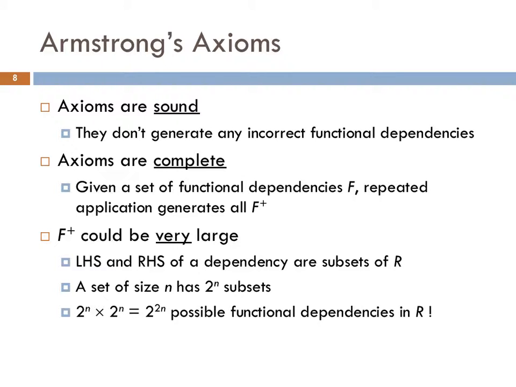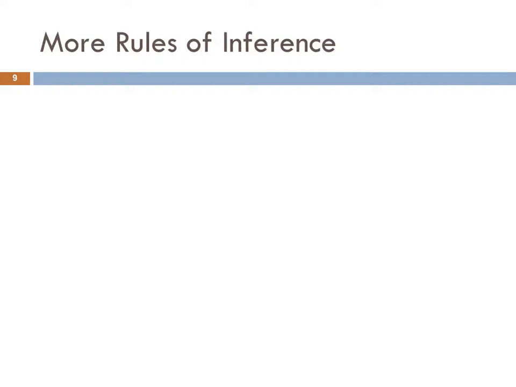And of course, the closure could be large. Now, this is the problem with a set of functional dependencies. If the closure is large, you don't want to write it all out. You'd like to be able to reason about it in some way that doesn't involve generating the entire closure all the time. What a drag it would be to work with this all the time.